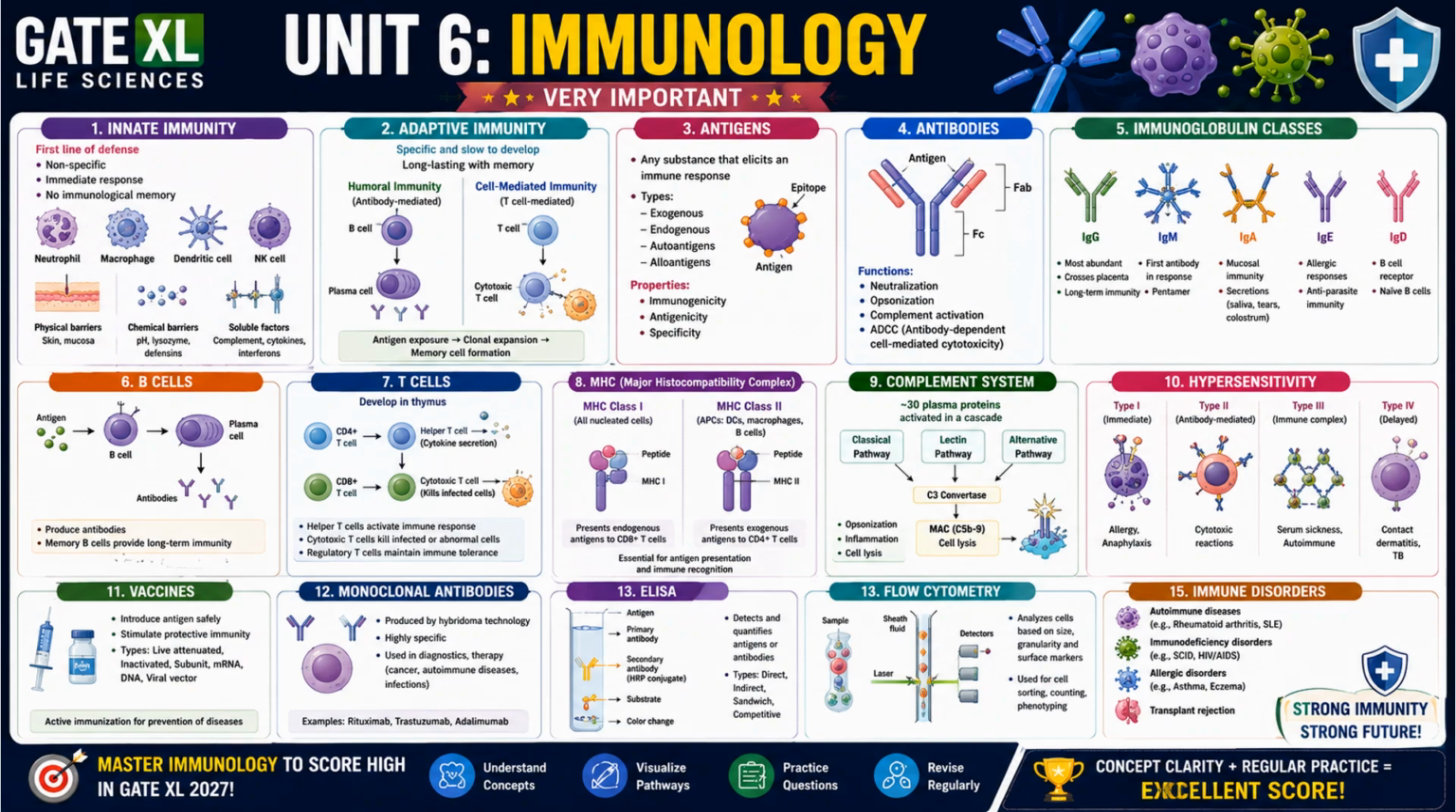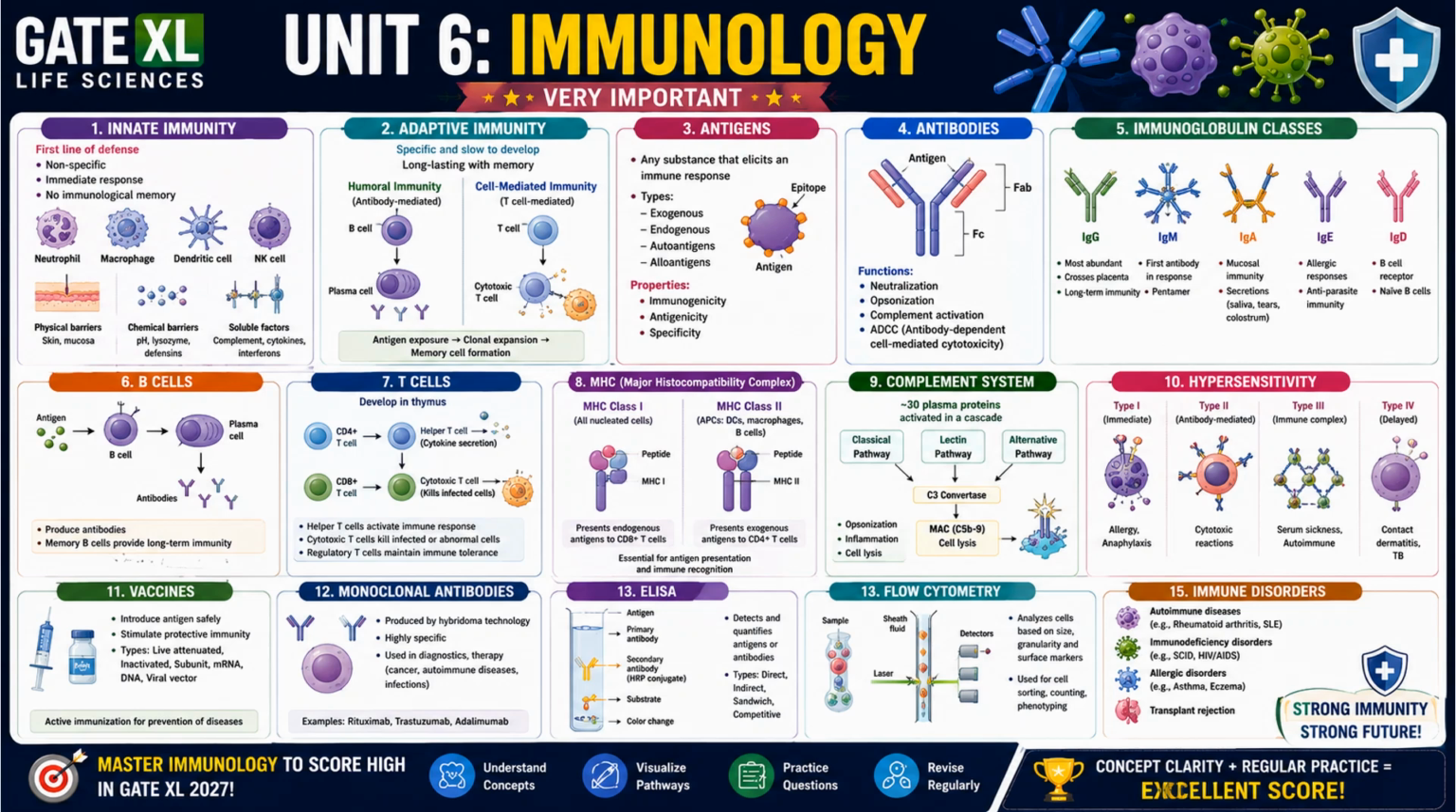Three important complement systems: the classical complement system, the lectin complement system, and the alternative complement system, and how ultimately it results in the membrane attack complex formation, which is responsible for cell lysis, as well as the importance of the complement system in opsonization, inflammation, and cell lysis. Then four important types of hypersensitivity: type 1, type 2, type 3, type 4.